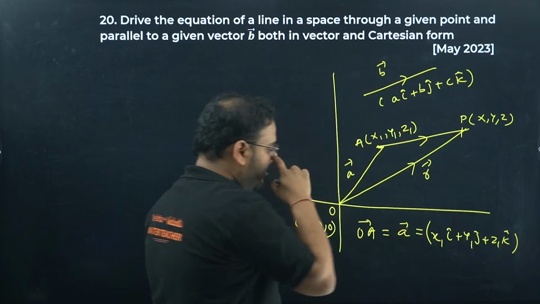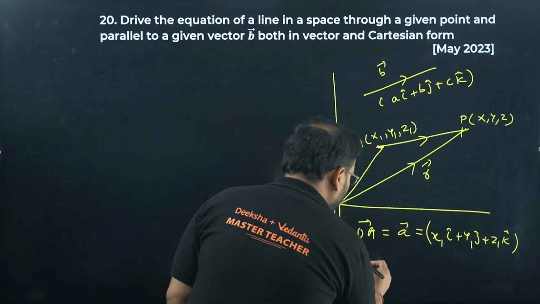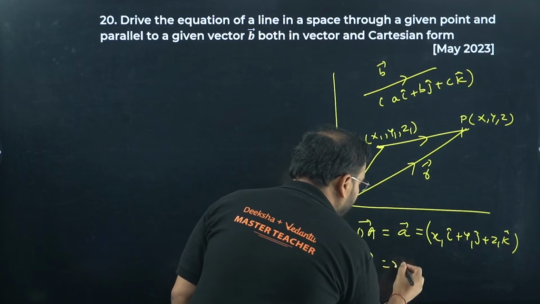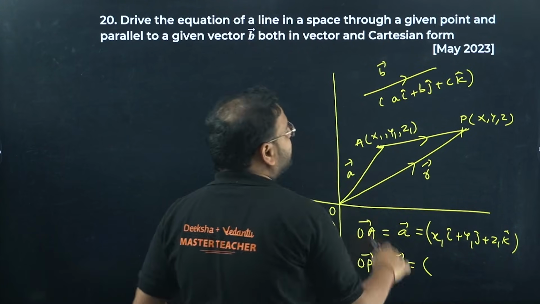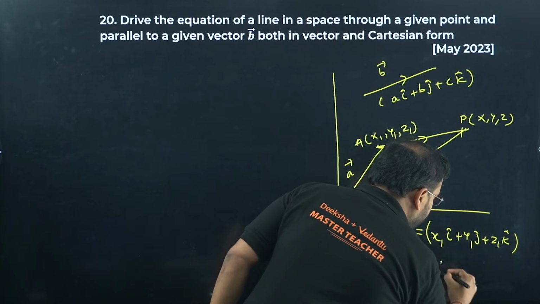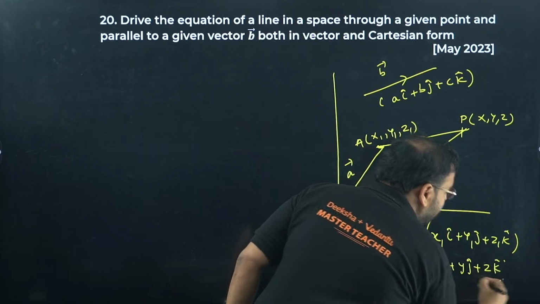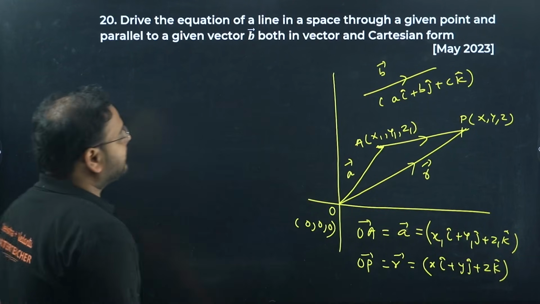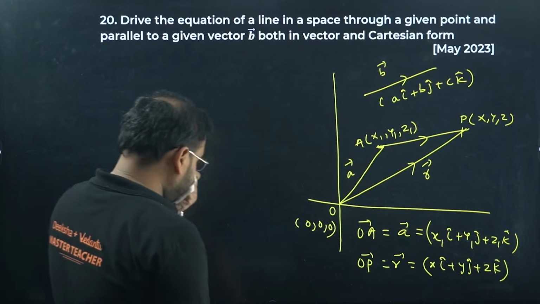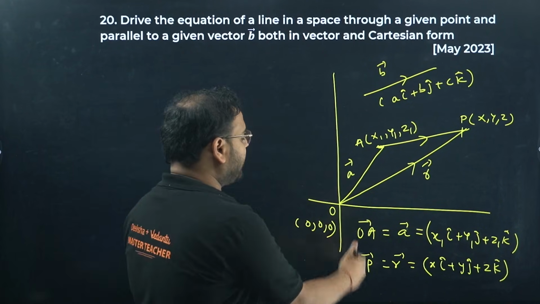So this is my vector A. Same way we can find vector R also. So OP, or vector R, will be given as x minus 0, so x i cap, y j cap and z k cap. So I have the vector A and R now.